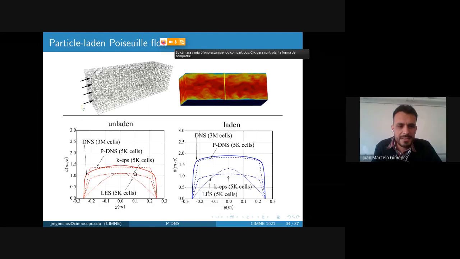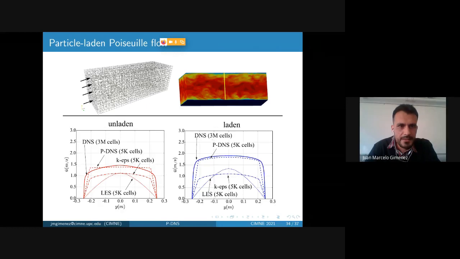You can notice, for example, that using a standard K-epsilon approach for the turbulence, the solution in the unladen case and the laden case is the same. There is no sensitivity using a K-epsilon approach. An LES approach using a coarse mesh gives a very inaccurate solution. By coarse mesh, I'm talking about 12 elements in the width of this channel. LES solutions are really wrong on such coarse meshes.